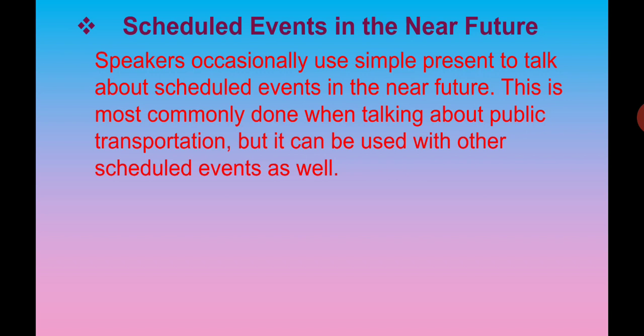Speakers occasionally use the simple present tense to talk about scheduled events in the near future. This is most commonly done when talking about public transportation, but it can be used with other scheduled events as well. It means this kind of sentence is always used for the timing of transportation, meaning train, plane, etc., when it will arrive, when it departs, this type.